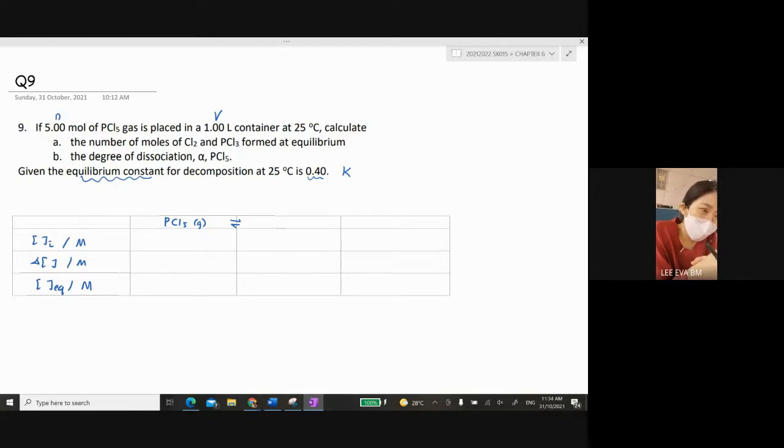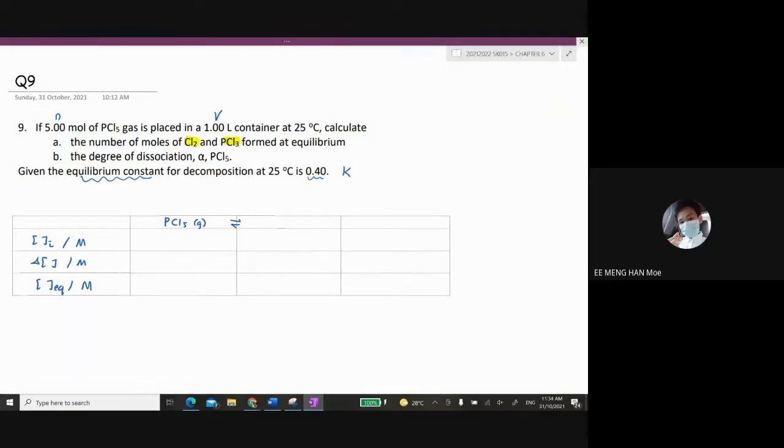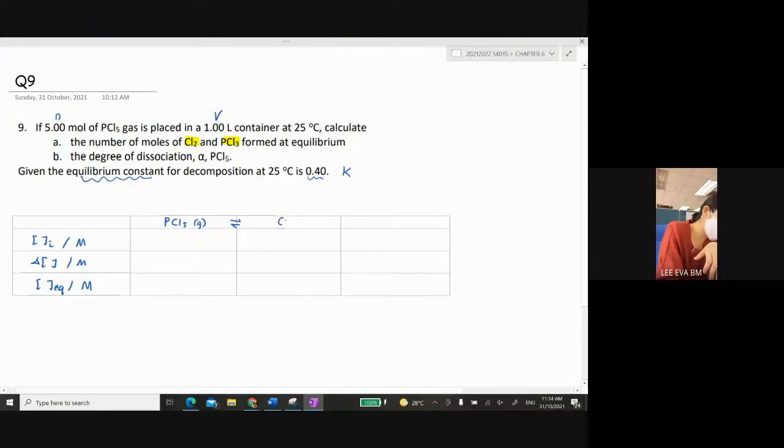Decomposition of PCl5 will form PCl3 plus Cl2. Very good. So the clue is given in the question. It will form Cl2, your chlorine gas, and PCl3 gas. So you have three species in this example.